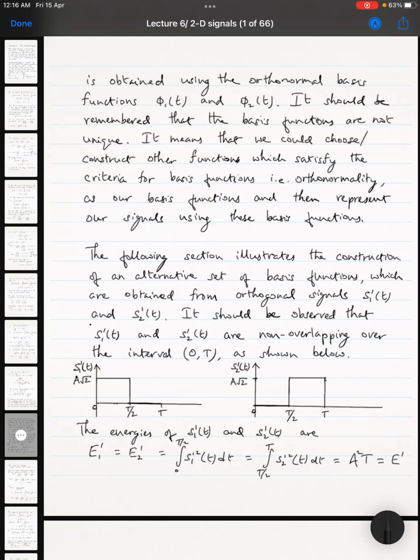So this is the example for two signals, and using these two signals we will calculate a set of basis functions, and using those basis functions we will represent our original signals S1 and S2. These non-overlapping signals we call S1 dash and S2 dash. The earlier signals that we saw are S1 and S2 of t.